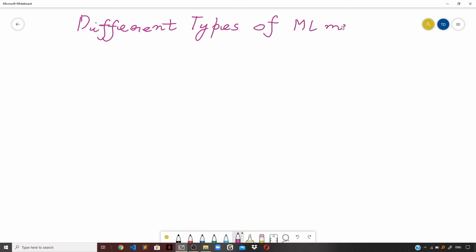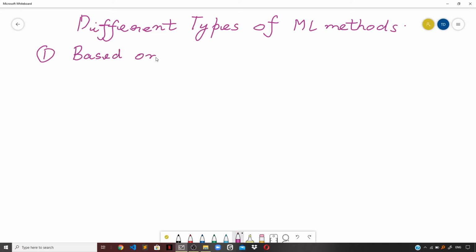Okay, so clear canvas, and the topic is different types of machine learning methods. Now we can distinguish our machine learning model based on three categories. So number one, based on the type of model.